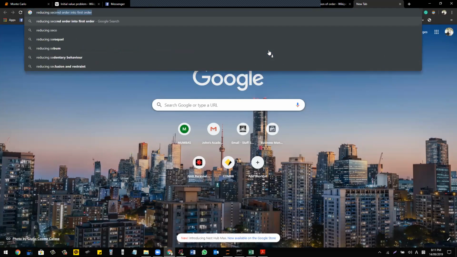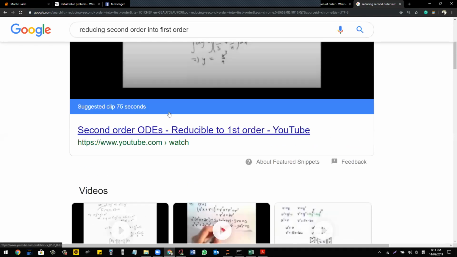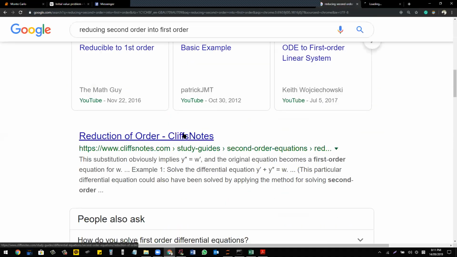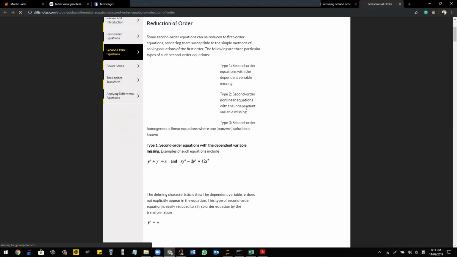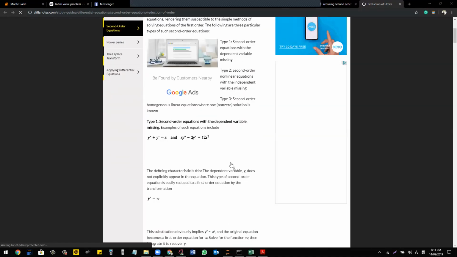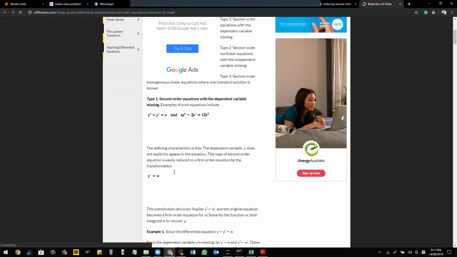Reducing second order into first order. I think you just find the integrals of both sides. They should work for me. No, it's actually quite different, it's not as simple as integrating both sides.